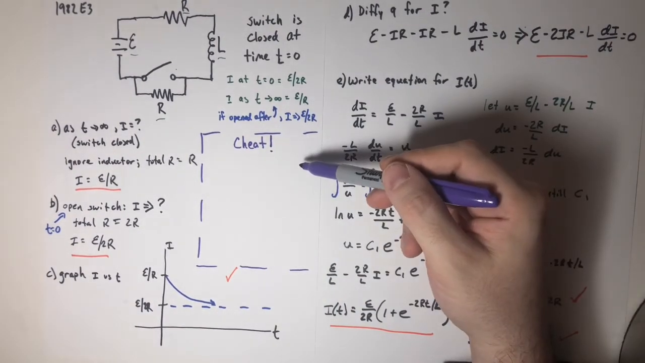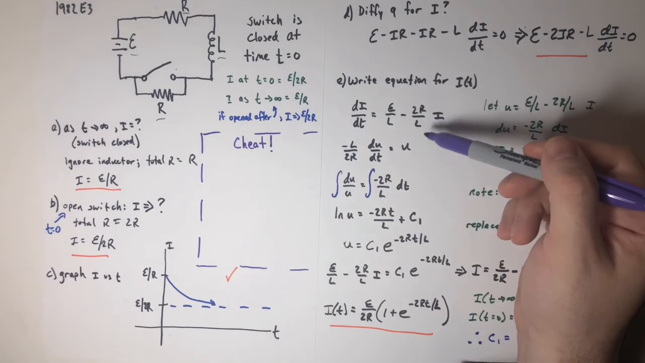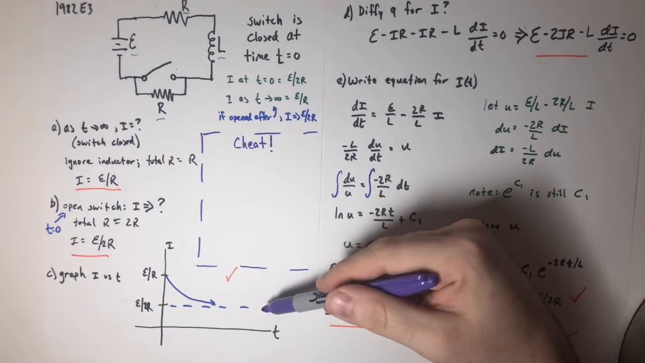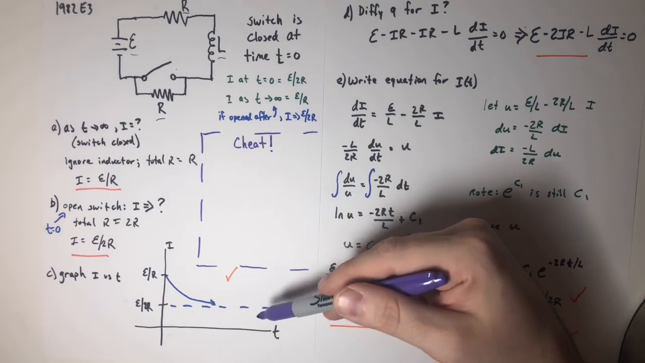Of course, if you're running low on time, or if you just don't feel like going through all this nastiness, you can kind of cheat by knowing that this solution has to take the form of an exponential.